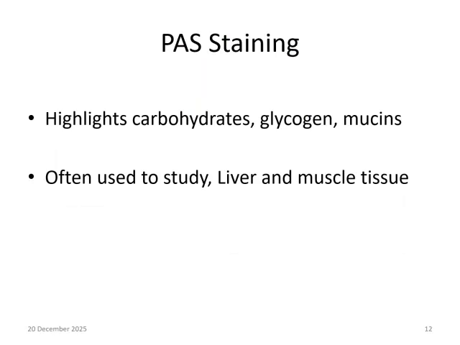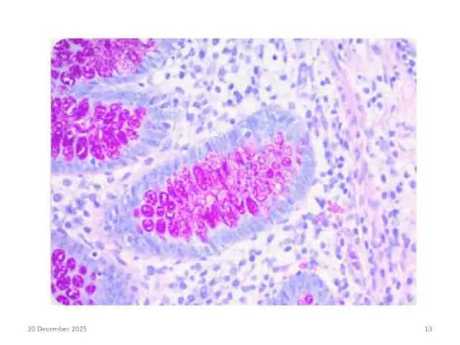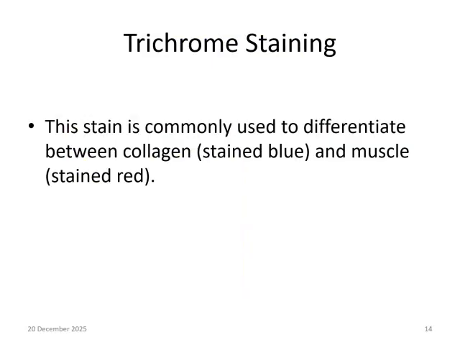PAS staining highlights carbohydrates, glycogens, and mucins, often used to study liver and muscle tissues. Trichrome staining. This stain is commonly used to differentiate between collagen stained blue and muscles stained red.